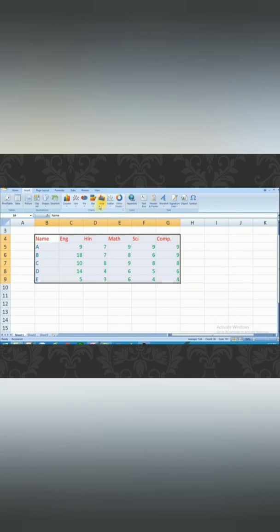For inserting a chart, firstly we have to select the range covering the actual data with the headings. See here, I select all the data including headings. Now click on the Insert tab first. Here you see the chart group. Yes students, in the Insert tab there are different types of charts, like column chart, line chart, pie chart, bar chart, area chart, so many charts. Select the desired chart.